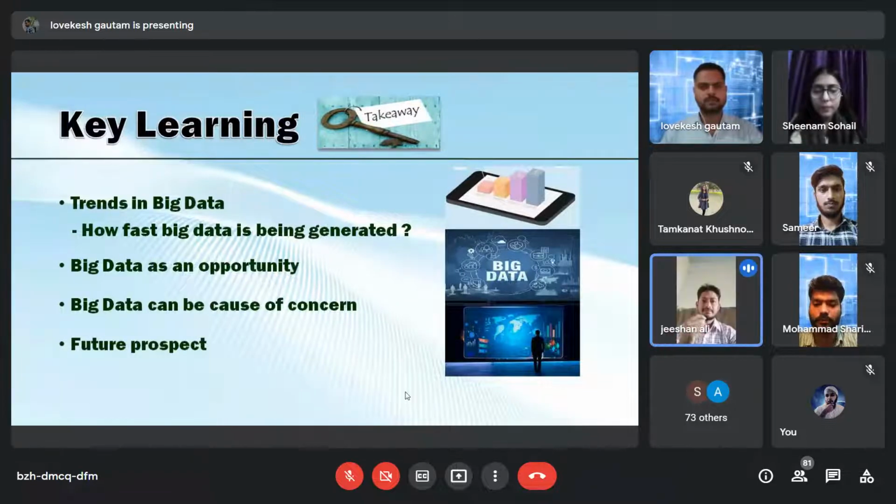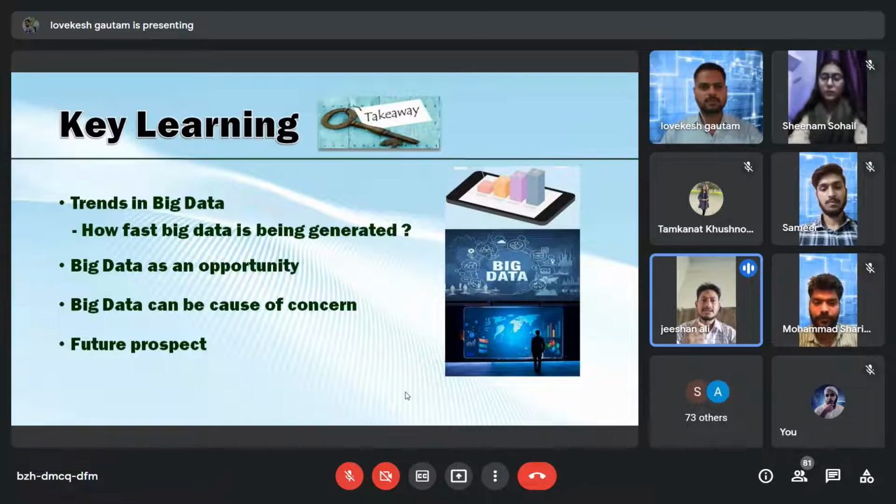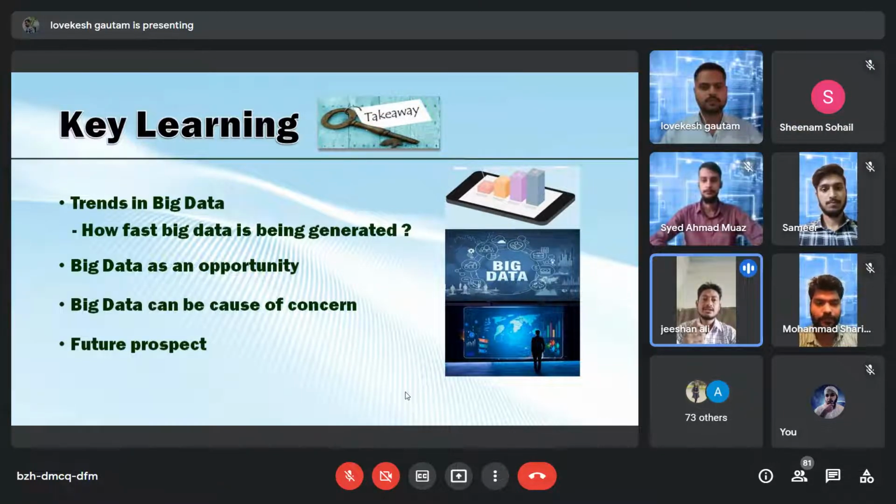Now we have key learnings. Number one is the trends in big data. We know more than 5 billion people across the globe are generating big data in the form of texts, messages, calls, etc. Now here is the question: how fast is big data being generated?